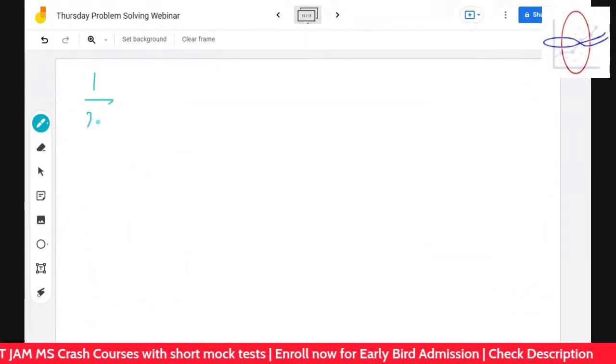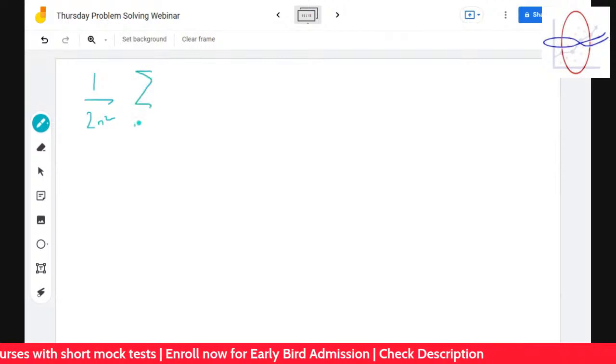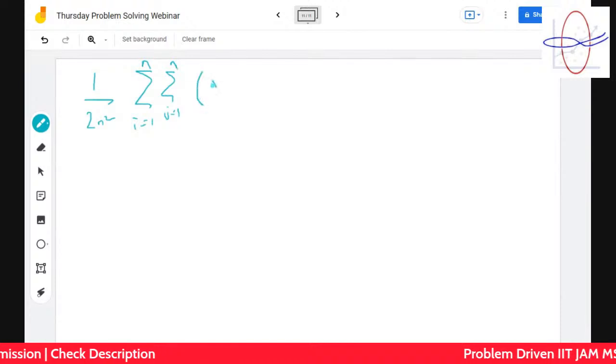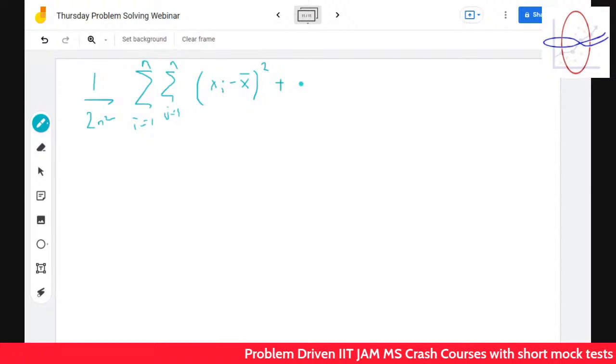So it's 1 by 2n square, summation over i, summation over j. So there we did what? There we did Xi minus mu. Here we will be doing this.